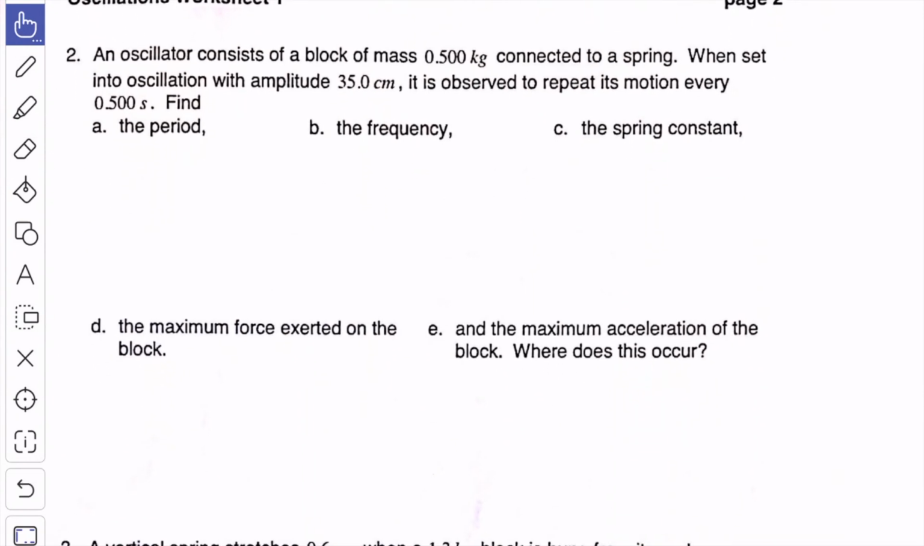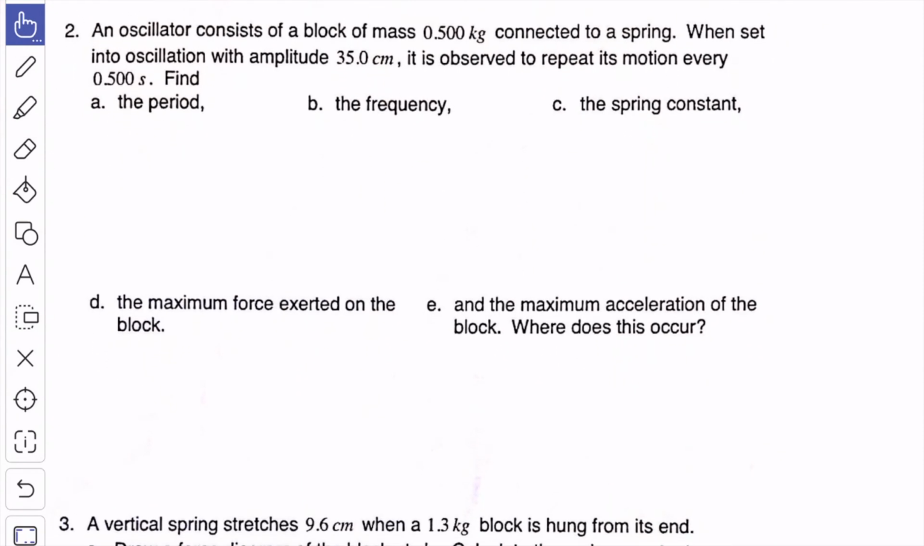Alright, be careful on this one because it gives you a lot of information, including that it repeats every half second. Think about what that every half second means. That's a time for a cycle. What is that? Also, you need to watch out for your distances. This gives it in centimeters, but you have to be in meters for this to work.